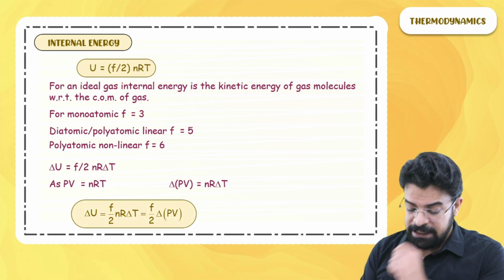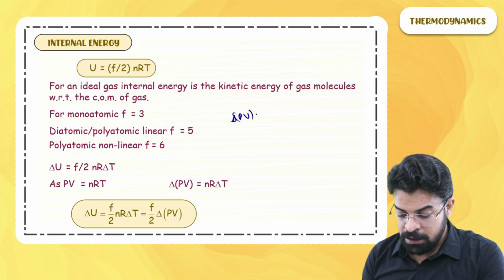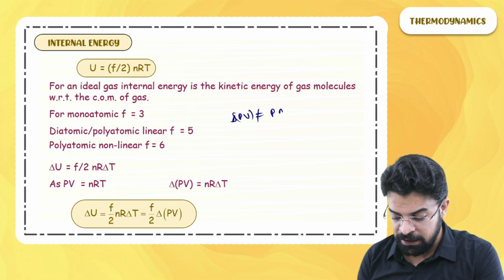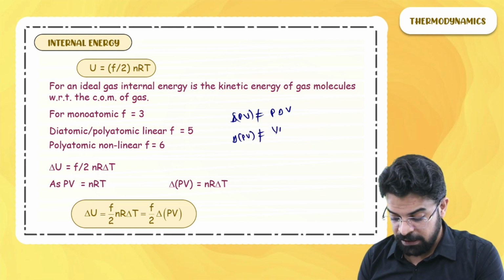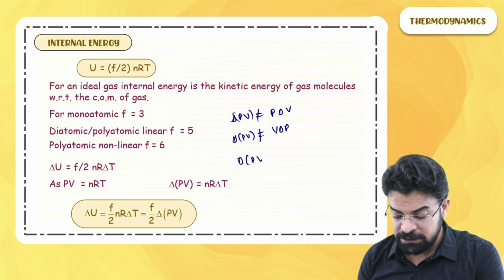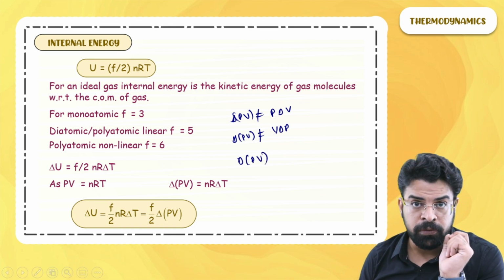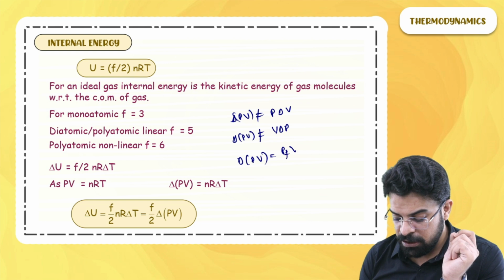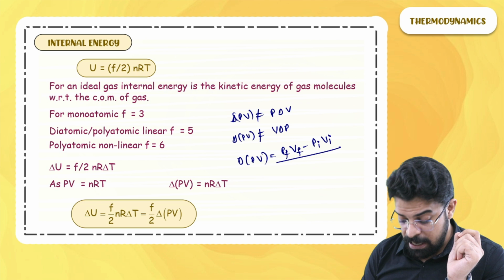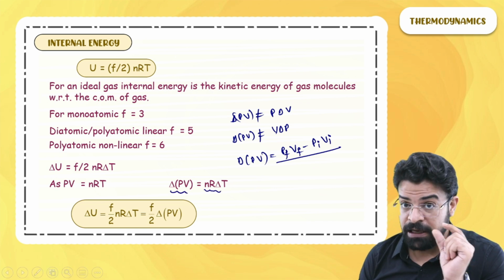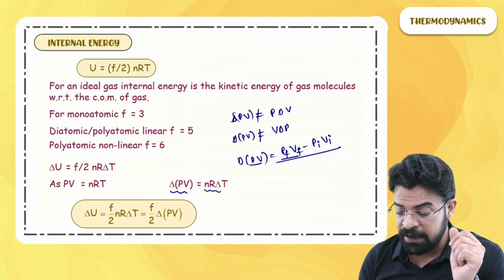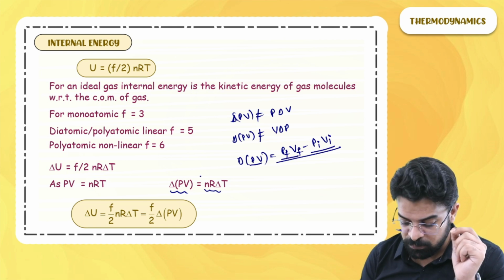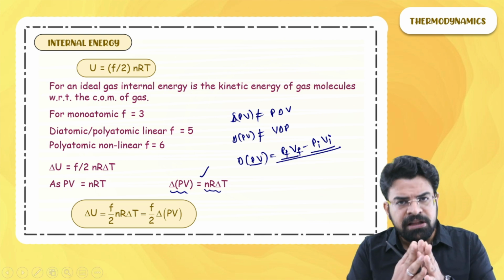Now beta, understand that Δ(PV) is not the same as P ΔV. Δ(PV) is not the same as V ΔP. No, Δ(PV) means the change in pressure times volume. So this has to be pressure final into volume final minus pressure initial into volume initial. So nR ΔT equals Δ(PV). Δ(PV) means P final V final minus P initial V initial. Keep this small thing in mind. I will use it many a time in this hour only.